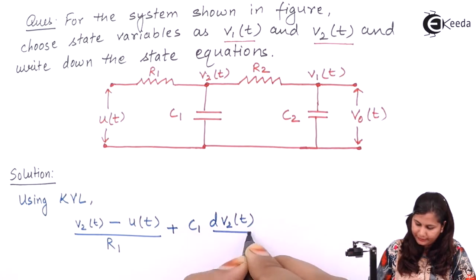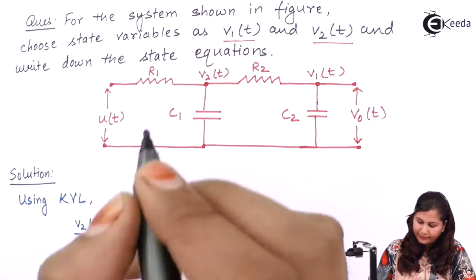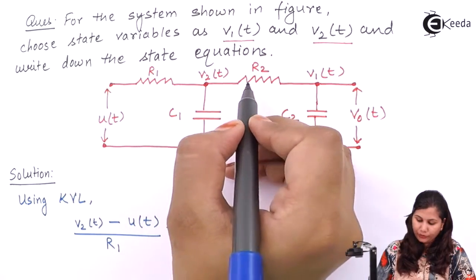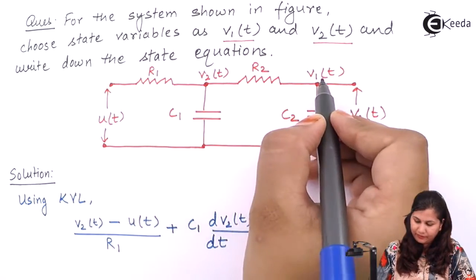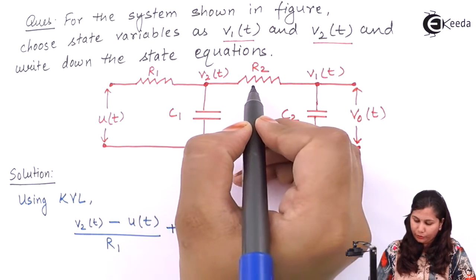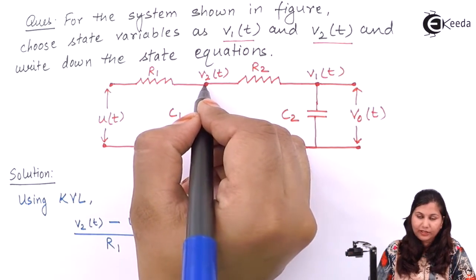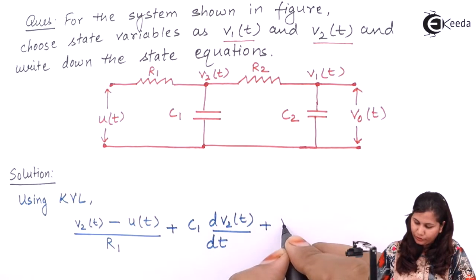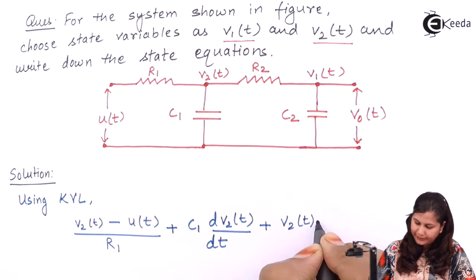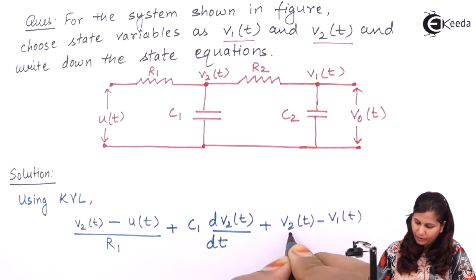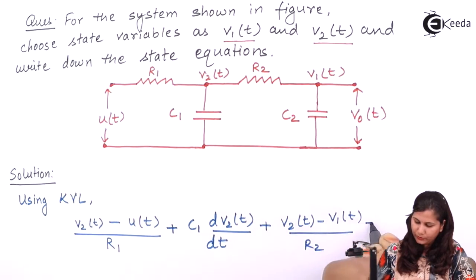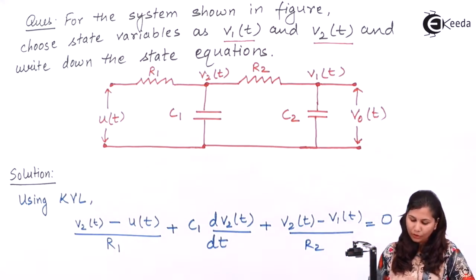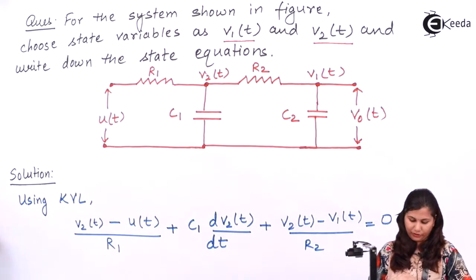Then for this resistance R2, we have (V2(t) minus V1(t)) upon R2. First we are writing the KVL at this node. So we will have (V2(t) minus V1(t)) upon R2 equals 0. So this is our first equation.